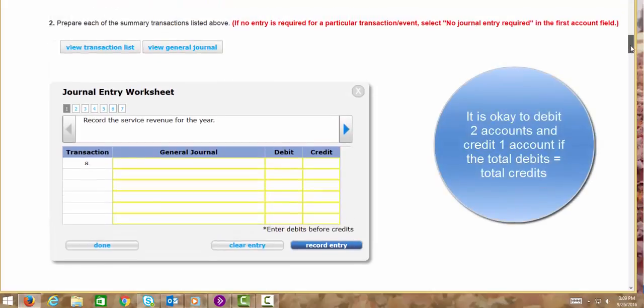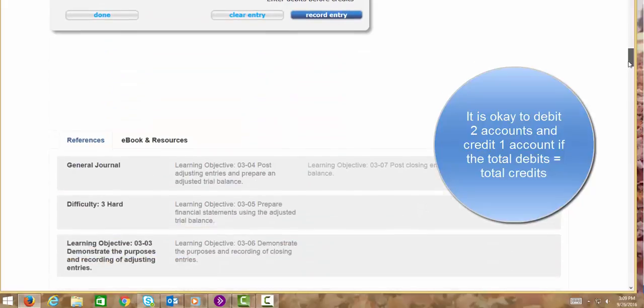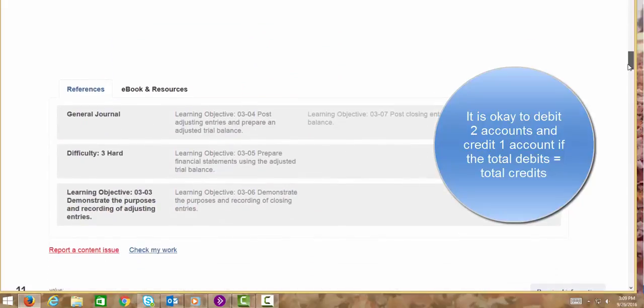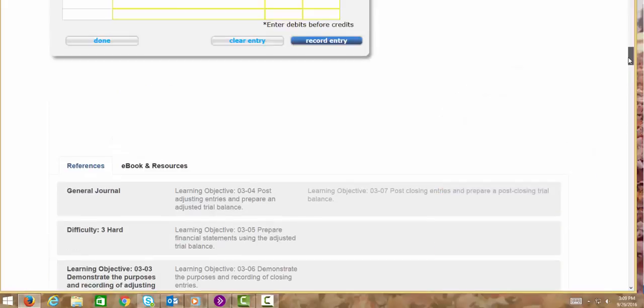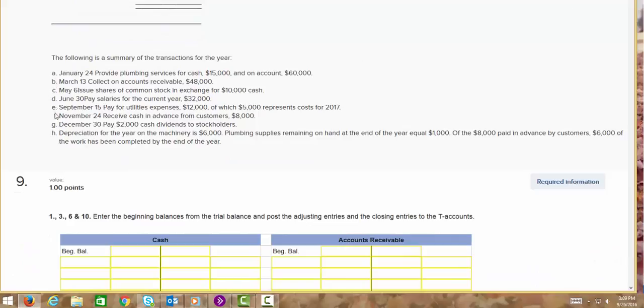If you scroll back up to the top, or if you want to make a screenshot of your material, or if you want to write it down or print it out, the very top transactions A through G are your regular transactions. H are going to be your adjusting entries. So transaction A, which says in January 24th, you provided plumbing services for cash and on account. So I'm going to debit cash for $15,000 and I'm going to debit accounts receivable for $16,000.